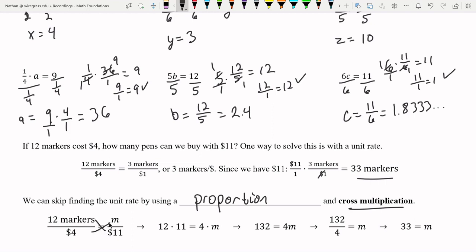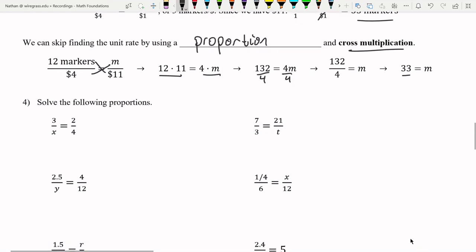across the equal sign. So 12 times 11 and 4 times m. Well, here we have 132 equals 4m, and we're just solving for the variable. We can solve this by dividing by 4. 132 over 4 gives you 33.